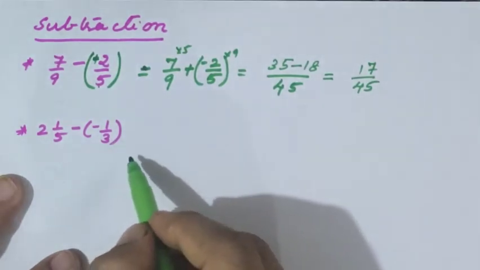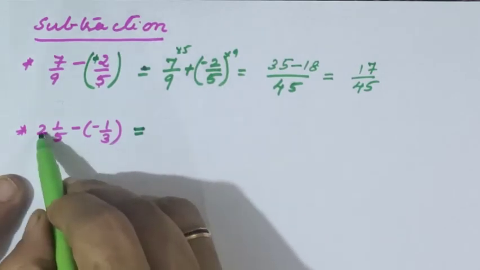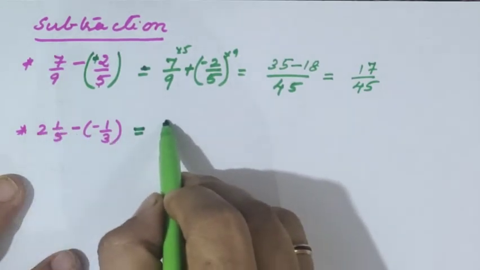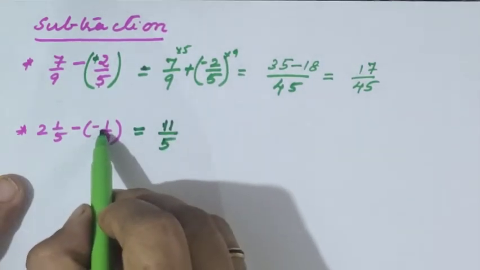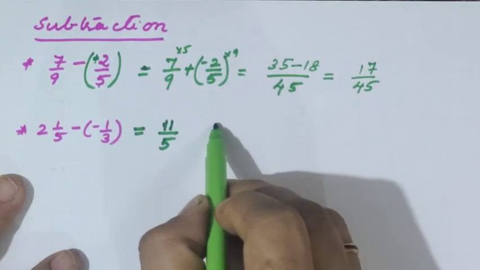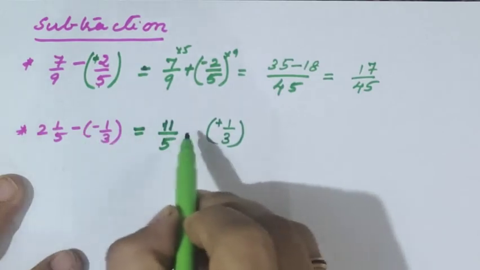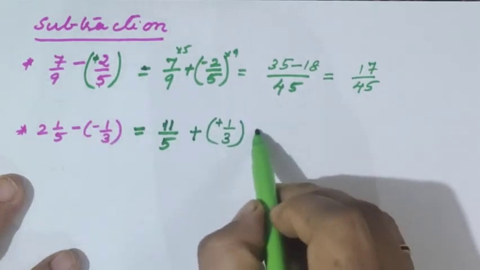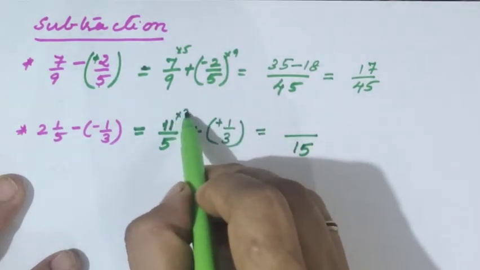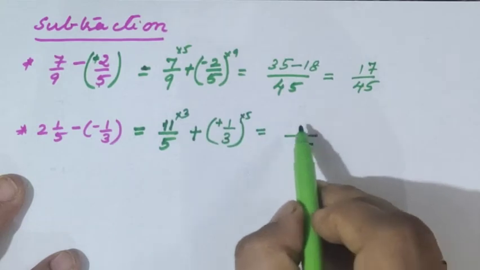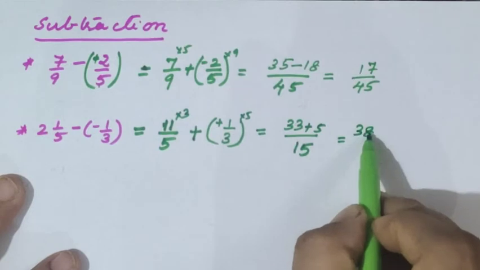I'll explain with the next example, then it will be more clear. First I'll convert it into an improper fraction. 2 integer 1 by 5 is equal to 11 by 5. Now, as I told, I should take the additive inverse of minus 1 by 3. The additive inverse of minus 1 by 3 is plus 1 by 3, right? Now subtraction should be changed to plus. 15 is the LCM. Here we multiply with 3, here we multiply with 5. So 33 plus 5 is equal to 38 by 15.